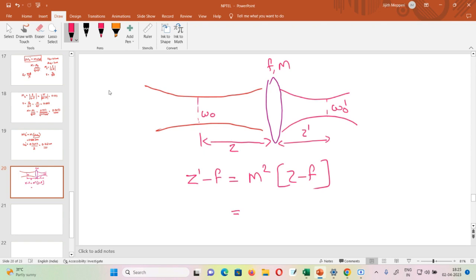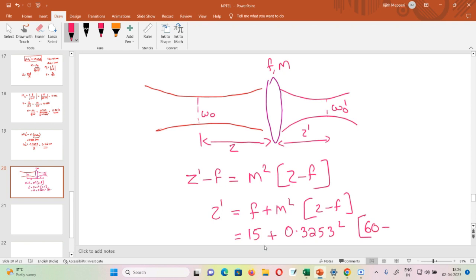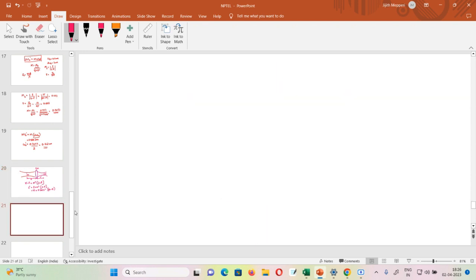Okay, now we have z prime. Z prime is the one which we want. So this z prime will be equal to f plus m square into z minus f. So it is 15 plus m square, which is 0.3253 square, into z minus f. Z is actually 60, minus f 15. So calculating the value, it will come as 19.76 centimeter.